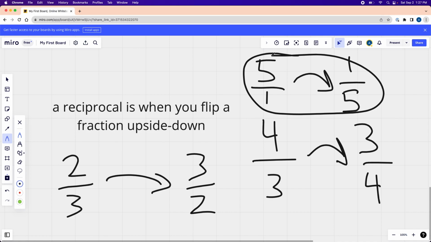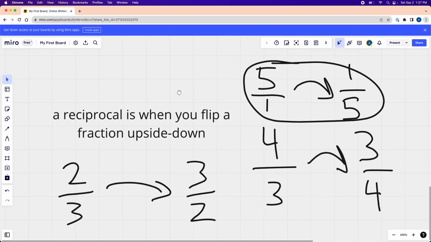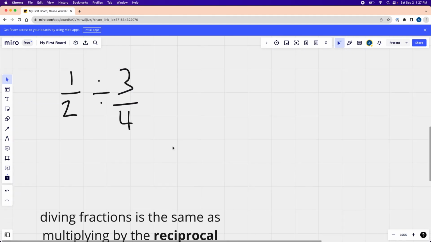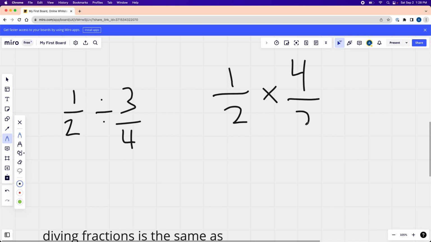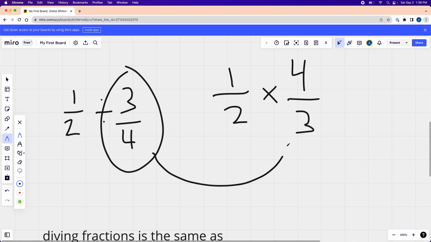So now that we know a little bit of terminology and we understand what a reciprocal is, let's go back up to our dividing fractions problem. Because again, dividing fractions is the same as multiplying one side by the reciprocal. So we can rewrite this entire equation as, instead of 1/2 divided by 3/4, we're going to say 1/2 times 4/3.